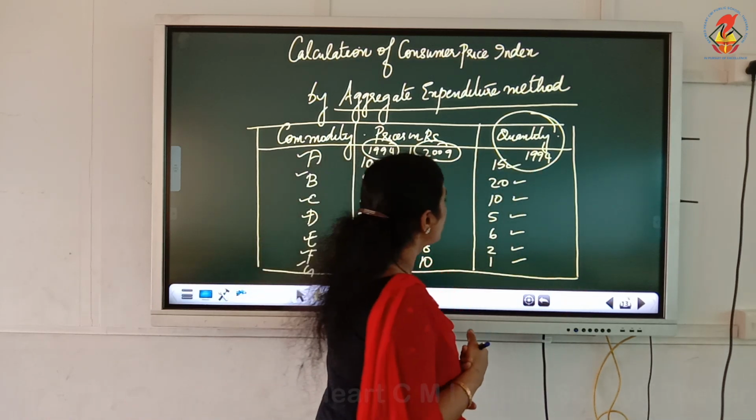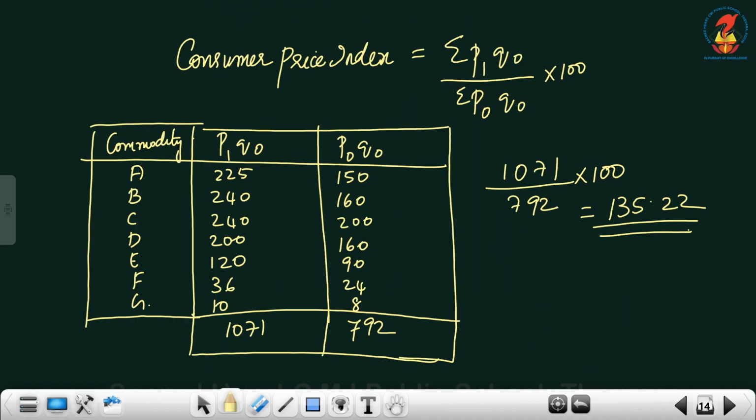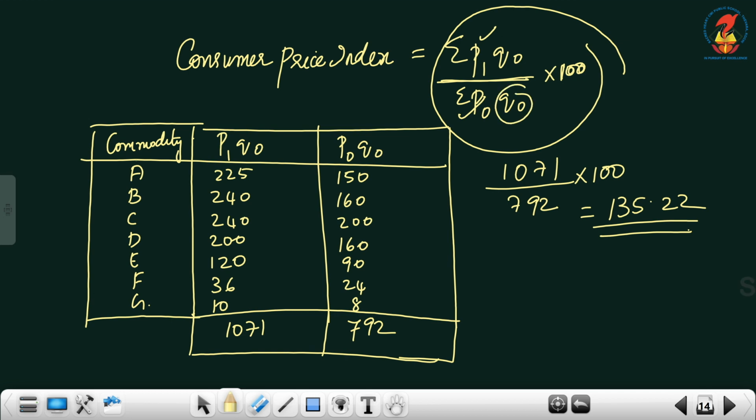Now, with this we have to calculate the consumer price index by the aggregate expenditure method. As per the aggregate expenditure method, the consumer price index is expressed by the formula Σ P1Q0 / Σ P0Q0 × 100, where P1 is the current year price, P0 is the base year price, and Q0 is the base year quantity.